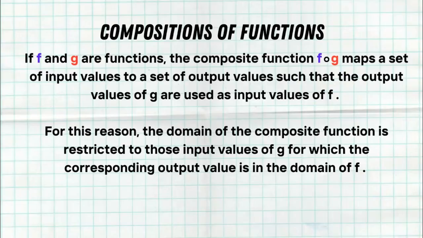Now, for this reason, the domain of the composite function is restricted to those input values of g for which the corresponding output value is in the domain of f. Now, what that means is that the function that you're putting into f has its own domain restrictions, and those domain restrictions carry over. If you can't use it in g, well, then you're certainly not allowed to use it in f of g. So that's it for the definition. Don't let that be too confusing.